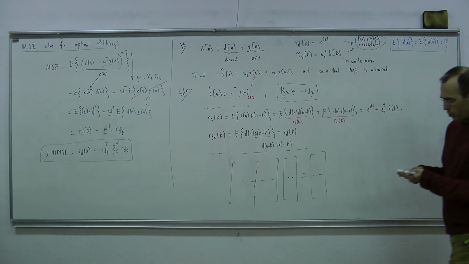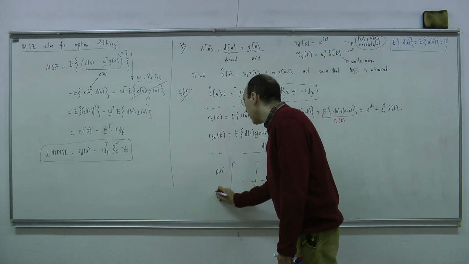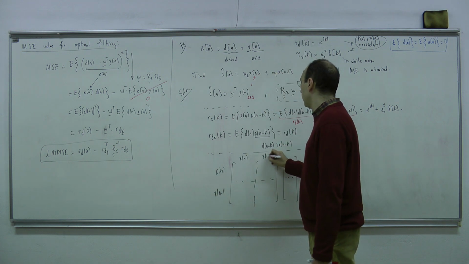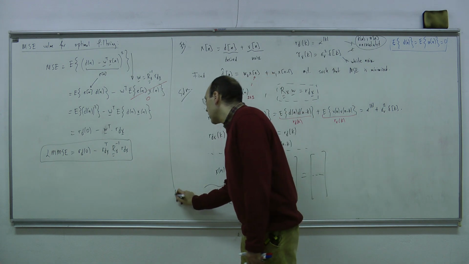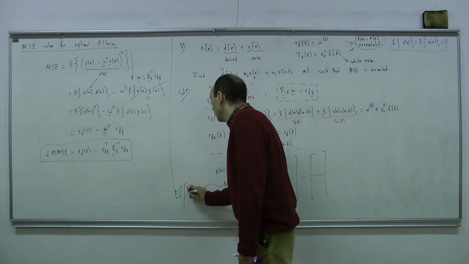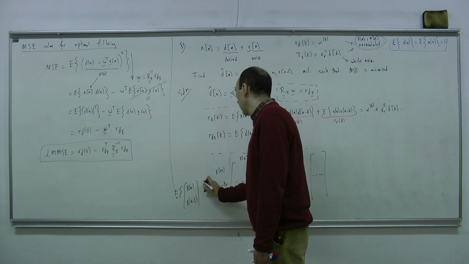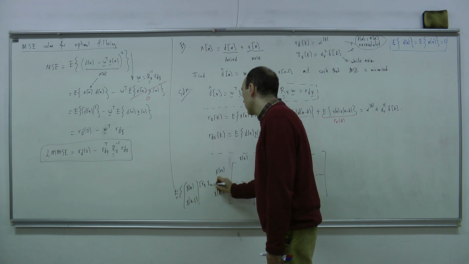Okay. So how about this? This is again the linear combiner, x of n minus 1, x of n minus 1. So what do I mean by this? This is expected value of x of n minus 1 times, let me write x of n over here like this, x of n minus 1.